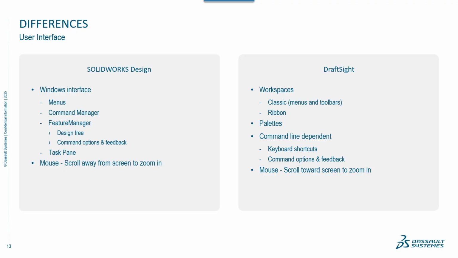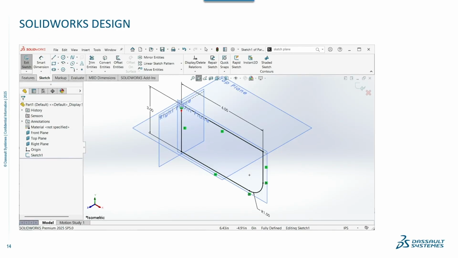One thing that throws new users for DraftSight off is the scroll wheel. It's exactly the opposite of what SOLIDWORKS is. And the reason why is because the other CAD package was that way. So you would scroll towards the screen to zoom in, whereas in SOLIDWORKS, you scroll away to zoom in. Now, in the options, you can flip that, and probably most of you have done that already if you're having to switch back and forth between those two CAD packages.